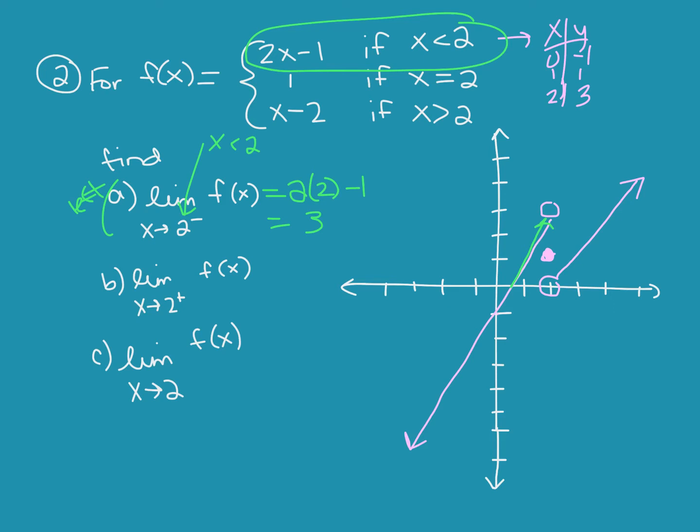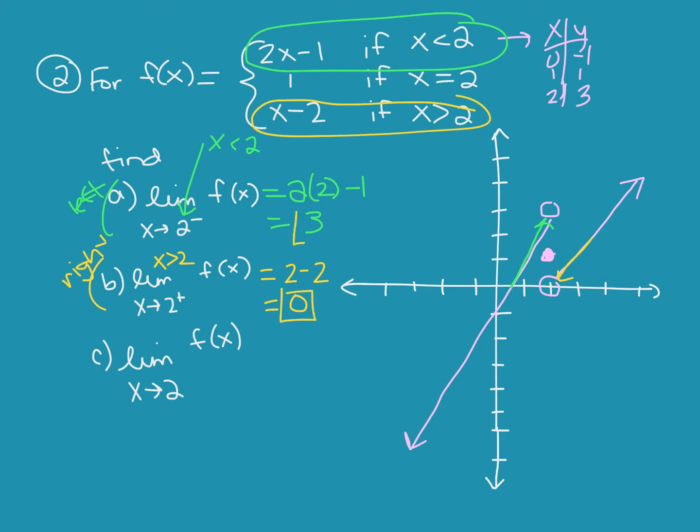For the next part, I am looking for the limit as x approaches 2 from the right-hand side, and you can see right here that it's actually at 0. Your other option is to think about the right as being when x is greater than 2. So I'm going to use this portion of my piecewise function, x minus 2, which gives me 2 minus 2. So that gives me a limit of 0. So my answer for that one is 0.